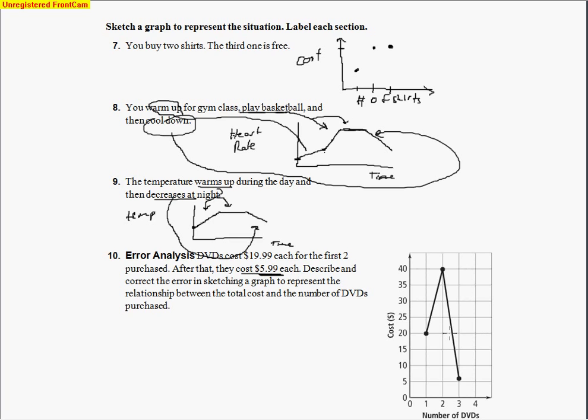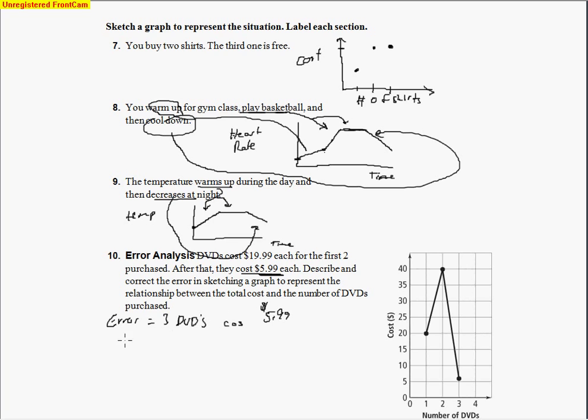So what they did is they drew a line down here at $5.99. So they're just a little above 5. But the error is this. This shows that for 3 DVDs, you're going to only pay $5.99, but that's not the case. So the error is that 3 DVDs cost $5.99, but you're not going to pay $5.99 for 3.